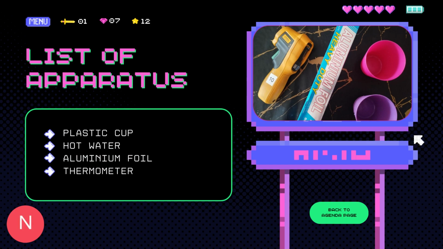Here is the list of apparatus that we use in this experiment. We need 2 plastic cups, hot water, aluminium foil, and a thermometer.